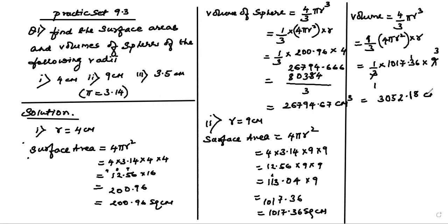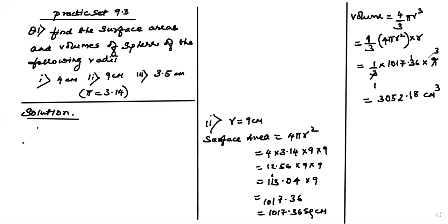So this many centimeter cube is the volume. I think it's a fairly simple sum, children, not a difficult sum at all, okay? Now we move on to the third part where the radius is given as 3.5 centimeter.